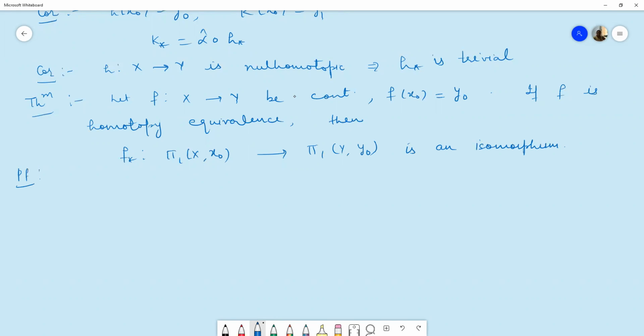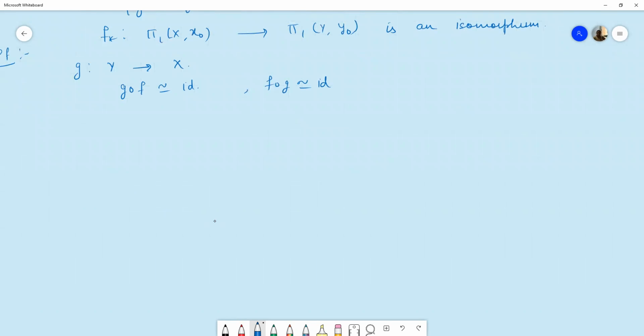So let us prove this. Since it is given that F is a homotopy equivalence, there exists another mapping G from Y to X such that G circle F is homotopic to the identity map of X, and F circle G is homotopic to the identity map of Y.